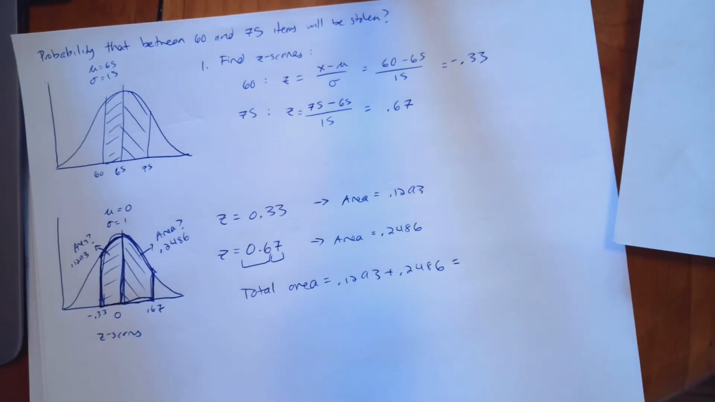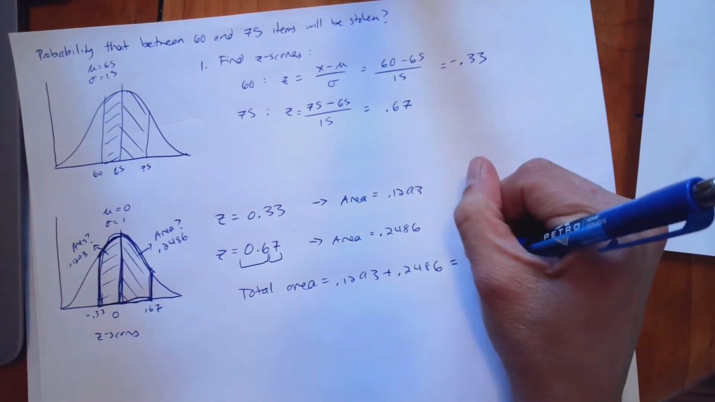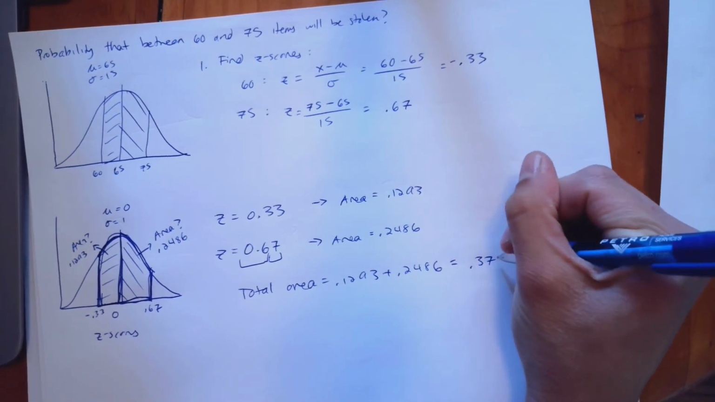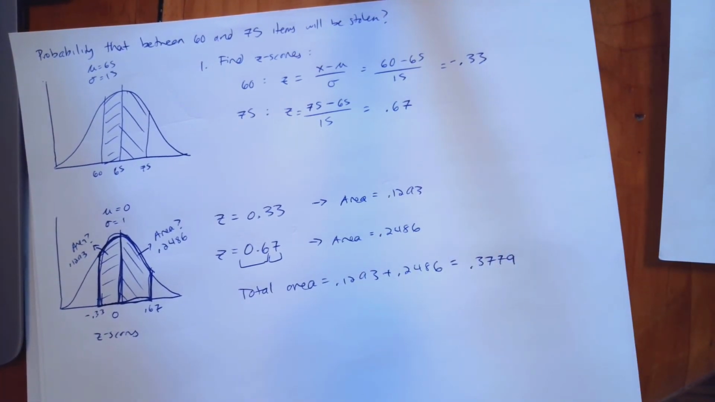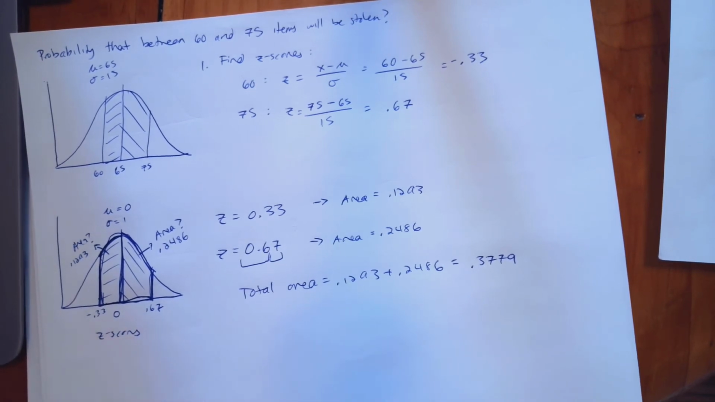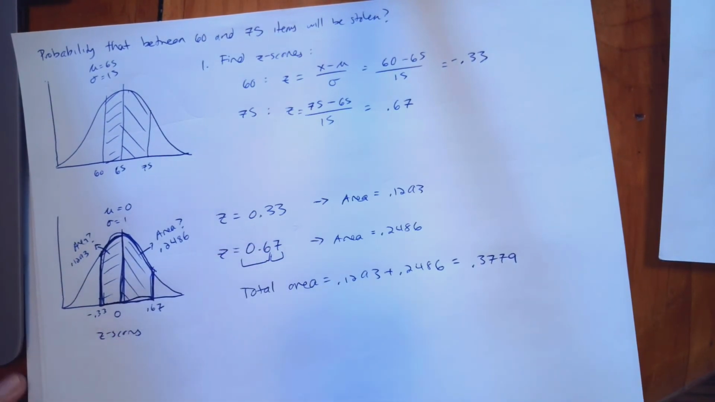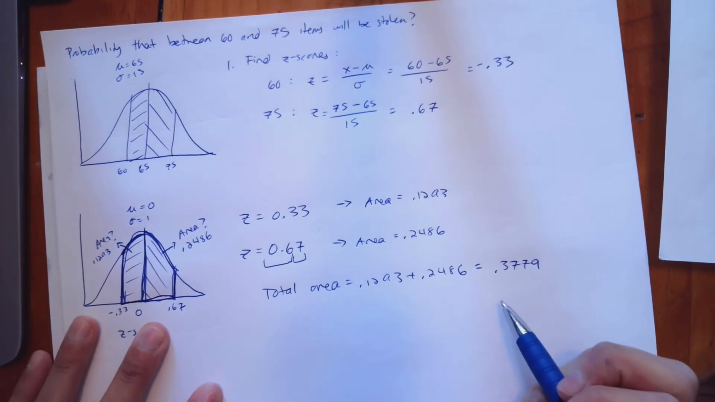In other words, that's what gives us this total chunk of the graph. And if you add those two things together, you should get 0.3779 as your total area. So all of that tells us that this total area under the curve on the standardized z-score is equal to 0.3779.